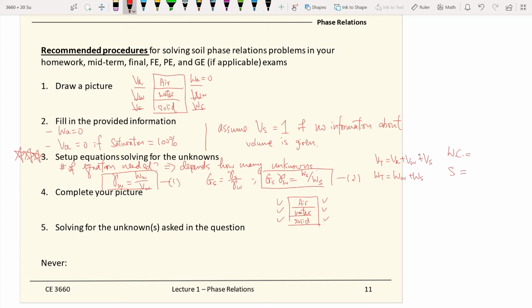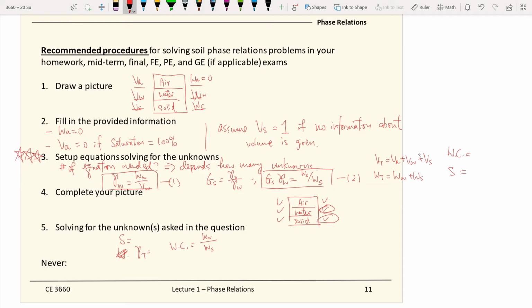The problem could ask you the saturation, the total unit weight, or the water content. For example, the water content is the weight of the water divided by the weight of solid. So now the weight of water and the weight of solid, you just plug into the equations, then you can find the answer.